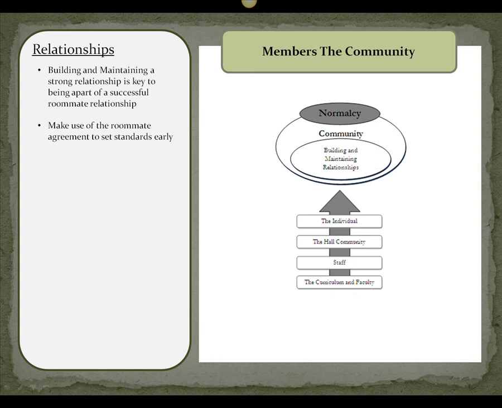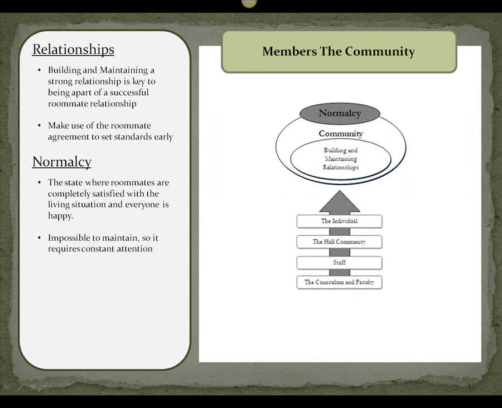The next big concept that we always talk about is that of normalcy. So what does normalcy look like with regards to roommate conflicts? Well, it's a state where roommates are completely satisfied with the living situation and everyone is happy. Now we know that that sort of living environment is impossible to maintain, so it requires constant attention. Most of the time, the students are going to do this on their own, but every once in a while it's going to boil out into the community and make itself visible, and that's where you're going to get involved.